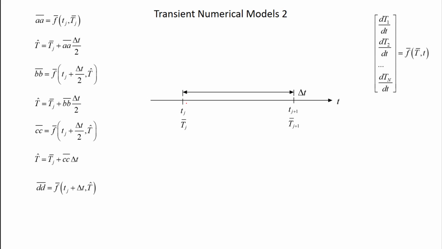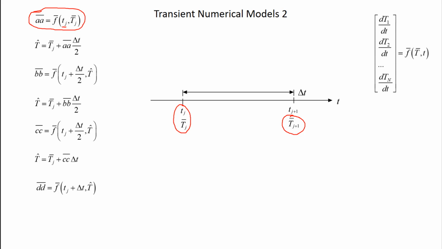So here's the whole idea. I'm coming into a time step. At the beginning of the time step, I know the temperature of all the nodes, and I know the time. And the whole point of the algorithm is to predict the temperature of all the nodes at the end of the time step, right? So how we do this is with 4 predictor steps. So the first thing we're going to do is calculate the time rates of change of every single node evaluated at the beginning of the time step, right?